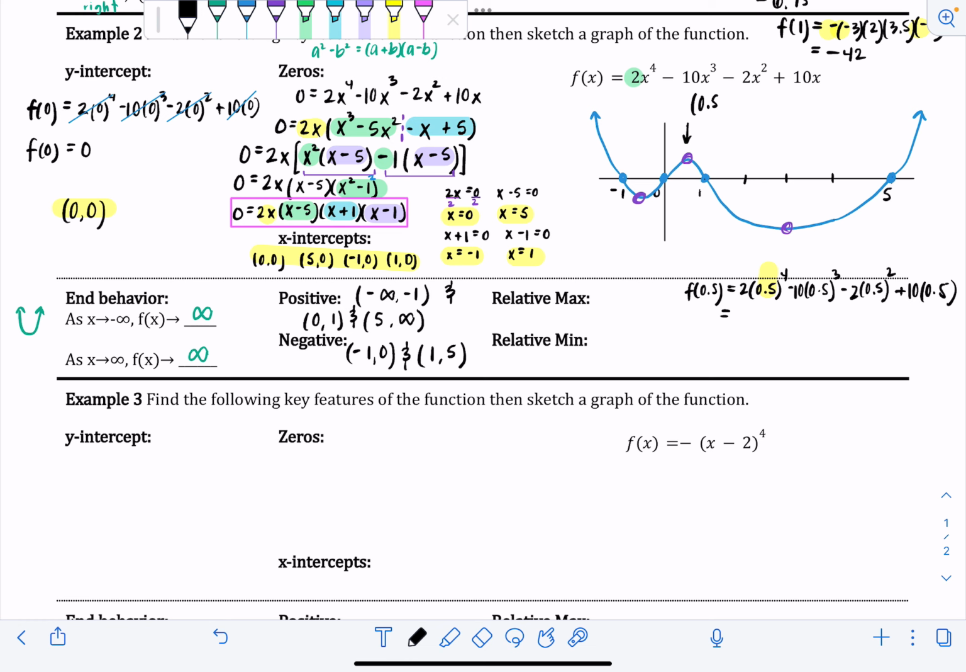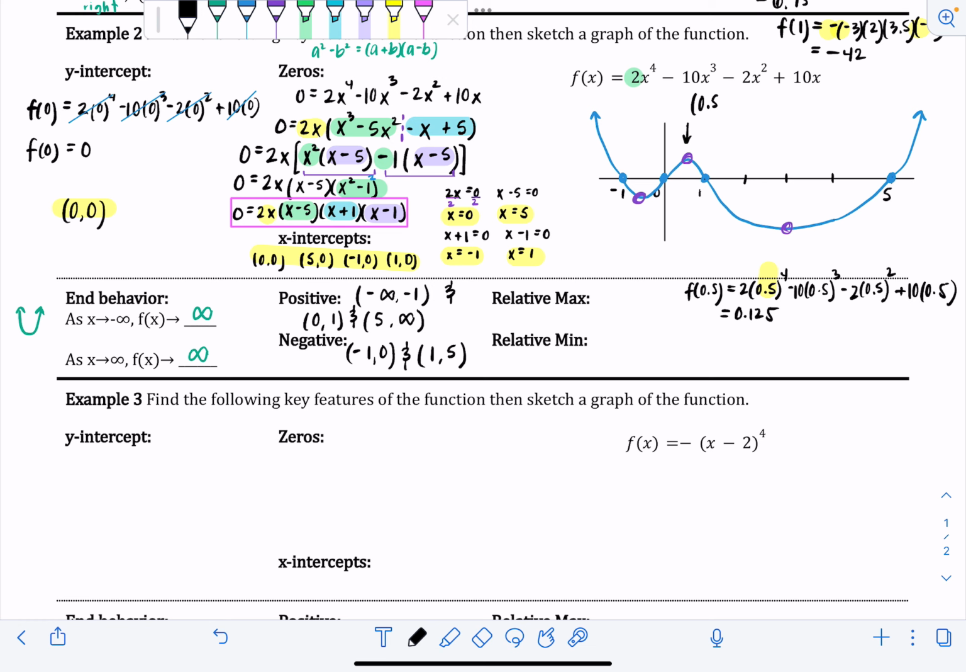So 0.5 to the 4th is 0.0625, and then if I multiply that by the 2 that's out in front, it'd be 0.125. And you could honestly type this all in at once. If you just use Google calculator, it's probably best that way.